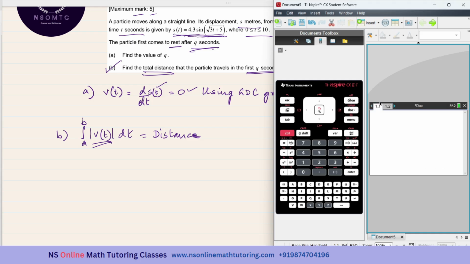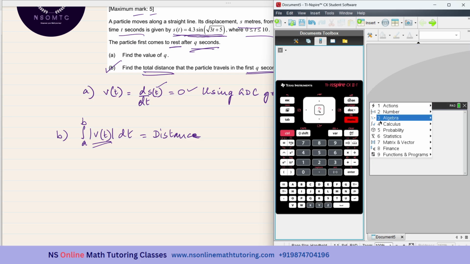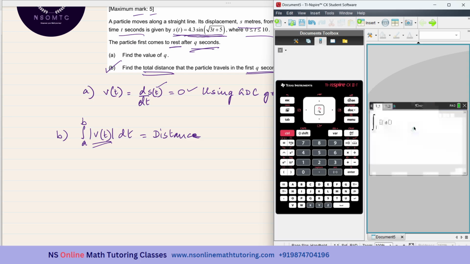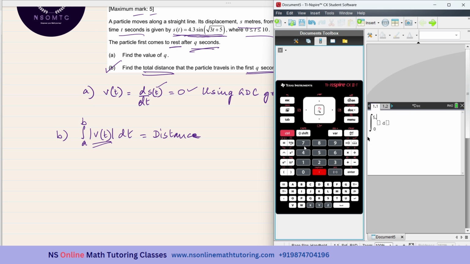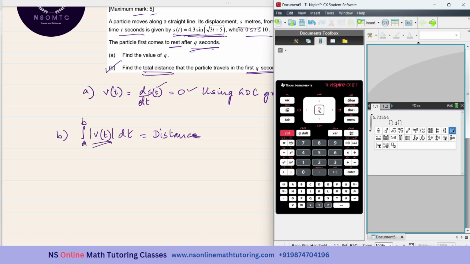I am going to the calculator and I need the q value, of course. So I'll be going to the menu and calculus, and it is the numerical integral. The time always starts from 0 seconds, and I don't know what is the q value. In fact, I have forgotten. So this is the q value, 5.73554. Okay. So I'll be writing this 5.73554, and in place of v of t, I will be writing f1 of x, but before that, I have to put the absolute value notation.